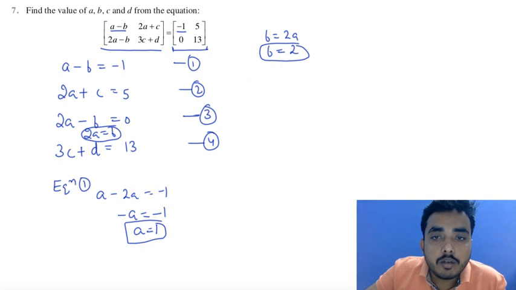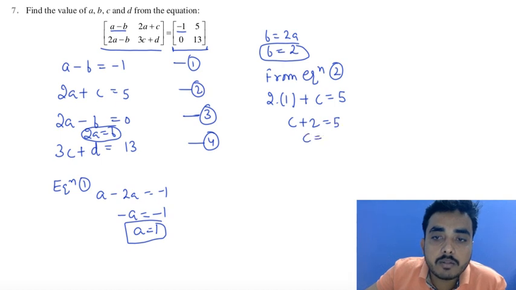So from equation 2, I can say this is 2 into 1 plus c should equal 5. So c plus 2 equals 5, c equals 3. From here we also have the value of c, which is 3.